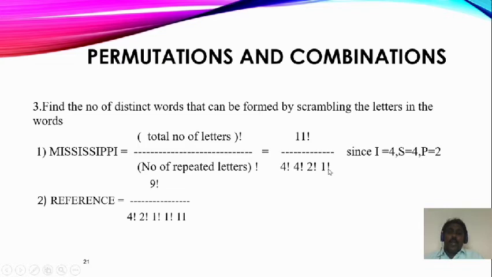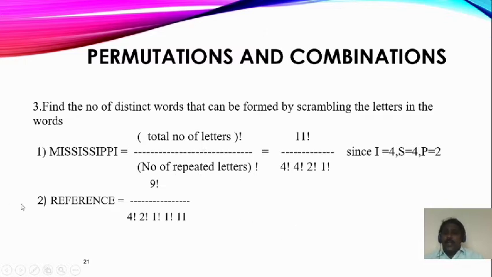1 factorial, if we write it or not, nothing will happen. So simply I can say that the number of distinct words of the word Mississippi is 11 factorial by (4 factorial) whole square into 2 factorial, or 11 factorial by 4 factorial into 4 factorial into 2 factorial. So this is the formula. We have to keep in mind that the formula for the number of distinct words is total number of letters factorial by number of repeated letters factorial.